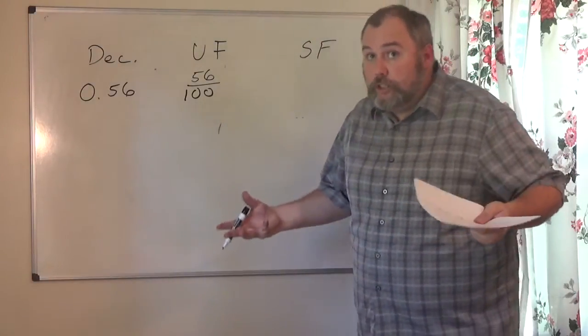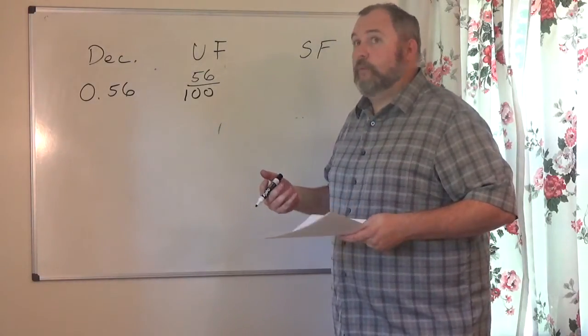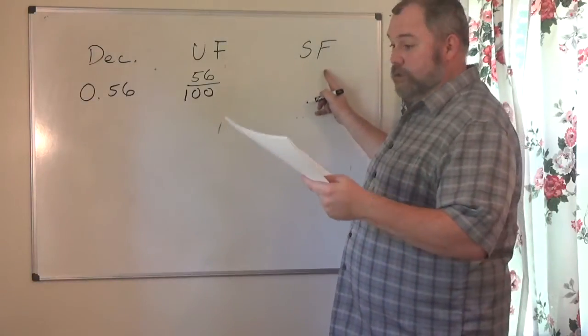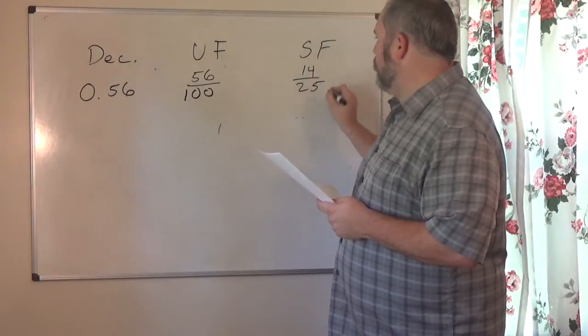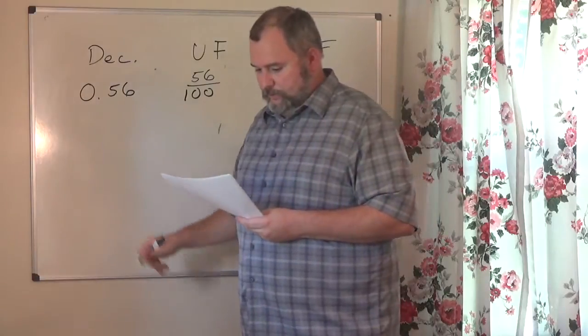And now we should know by this time in our lives how to simplify a fraction. We can do it multiple different ways, but I'm just going to skip to the end. When we do that, we ultimately get 14 over 25. All right? Now, next one.